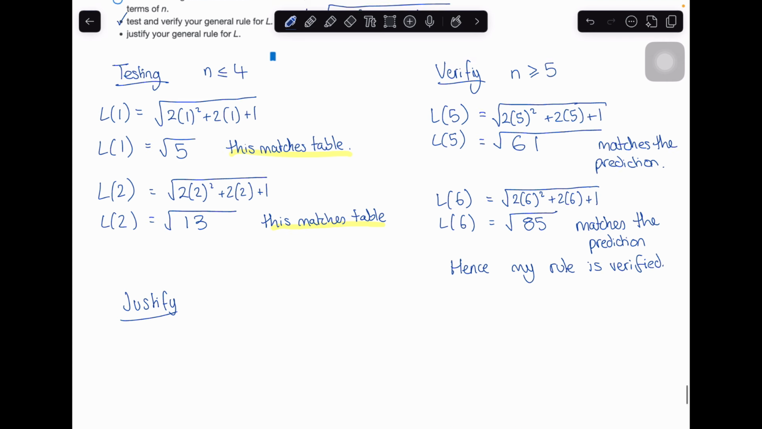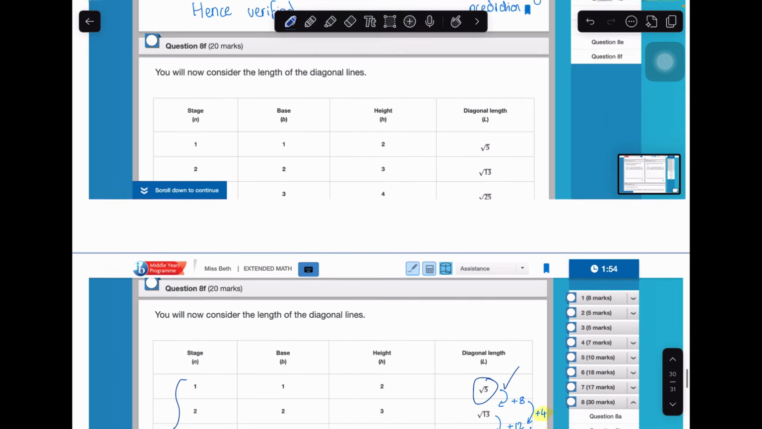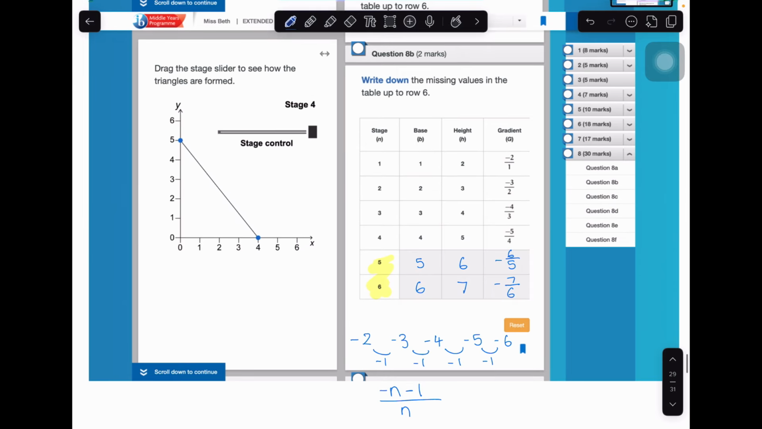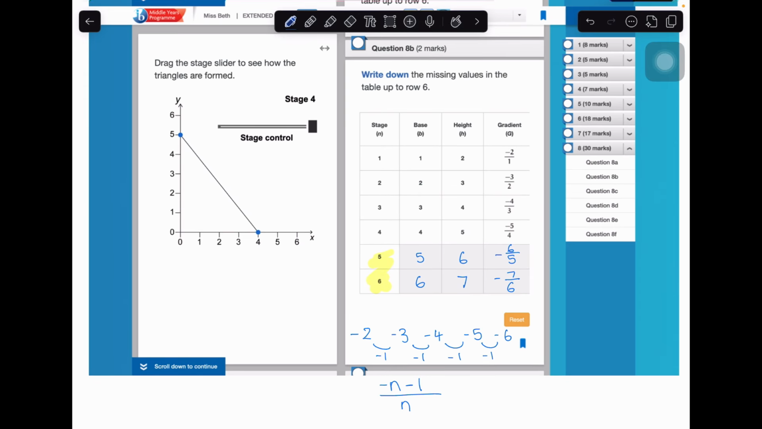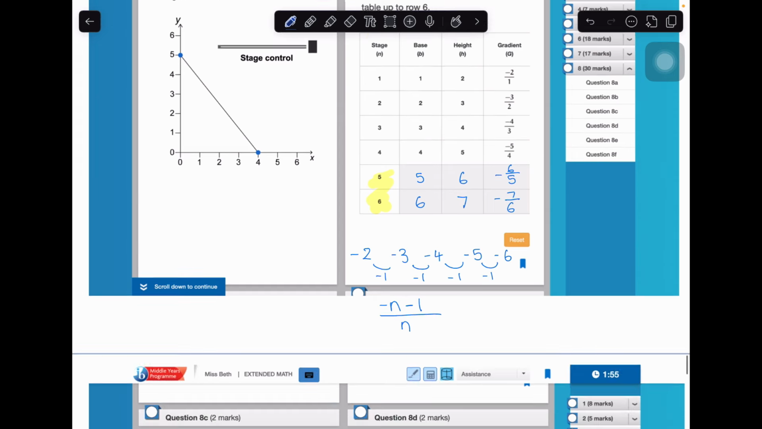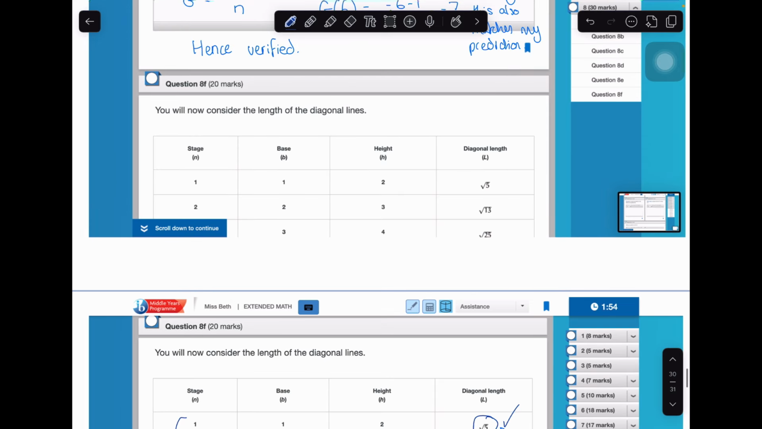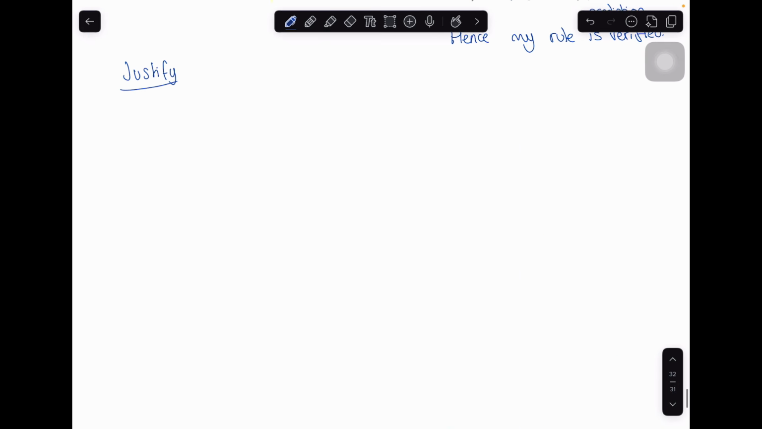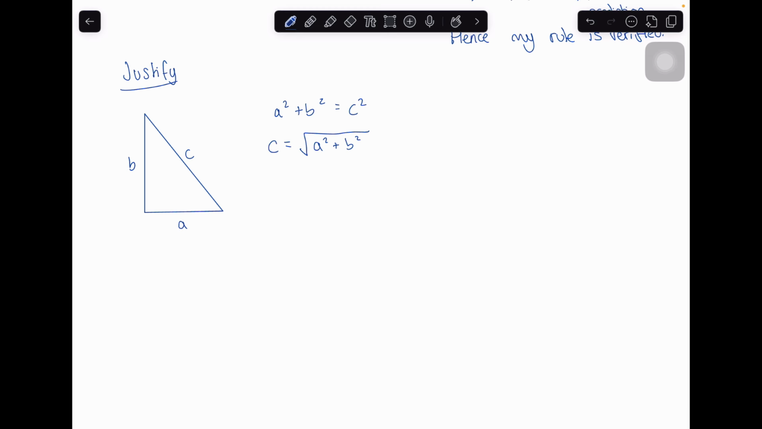Okay, so let's have a look. You just need to think really about what it is that you've actually done in this investigation. So you've been calculating the length of these diagonal lines. If I go to my table, we're given a base, we're given the height, and we've got the diagonal length. Well, when we find the hypotenuse of a right angled triangle, we would use Pythagoras, right? So A, B, C. So we'd have A squared plus B squared equals C squared. So then C would be equal to the square root of A squared plus B squared, correct? Where A is equal to the base, B is equal to the height, or vice versa, they are interchangeable.